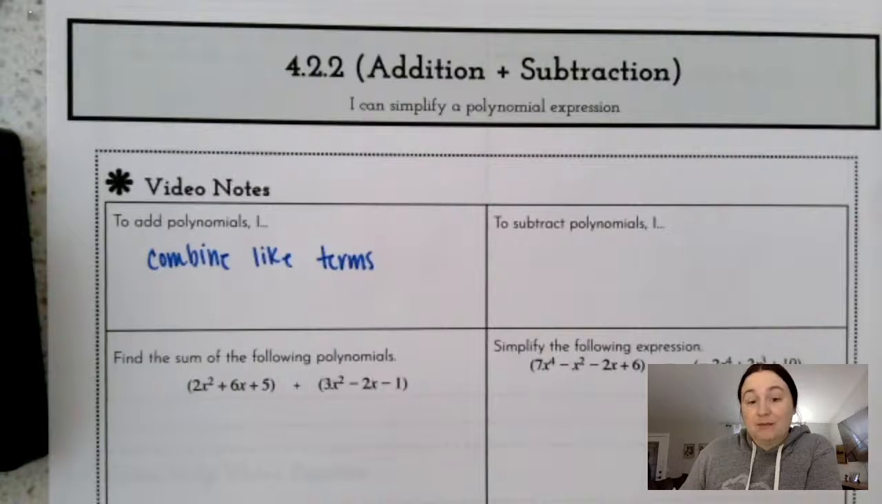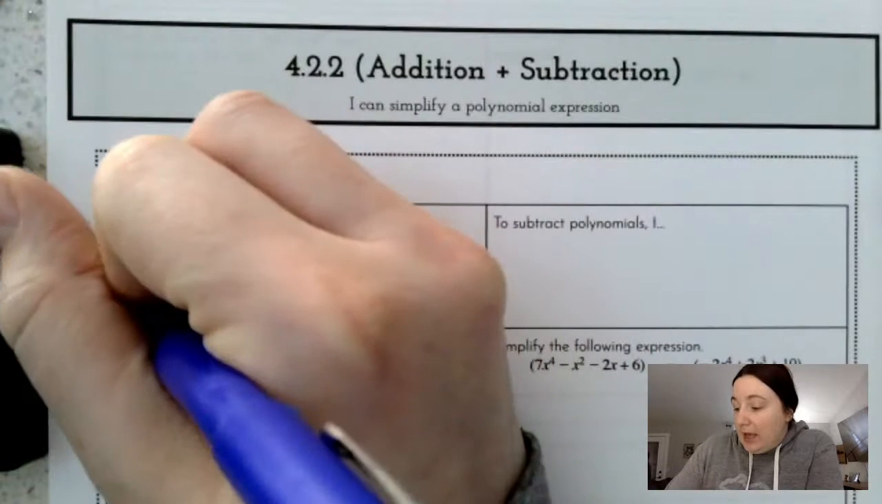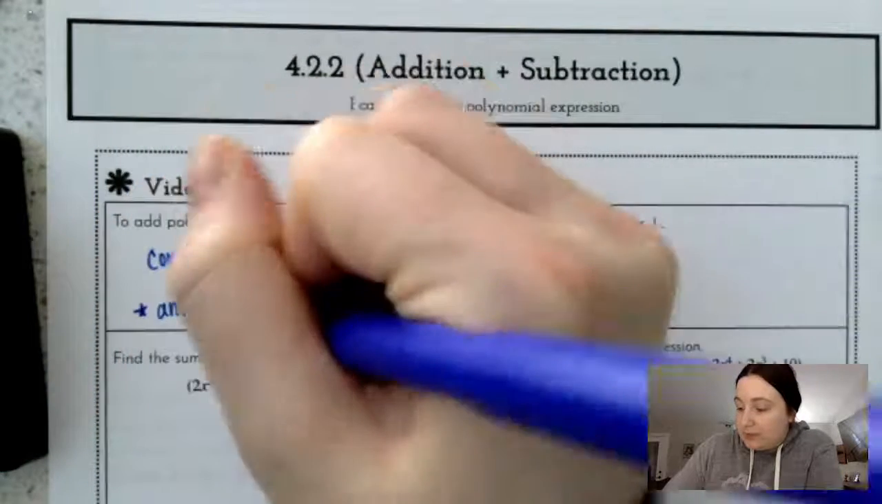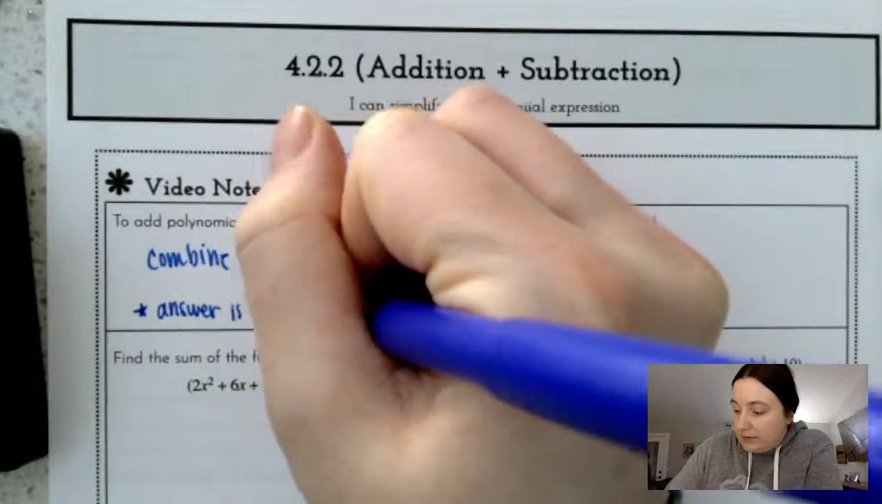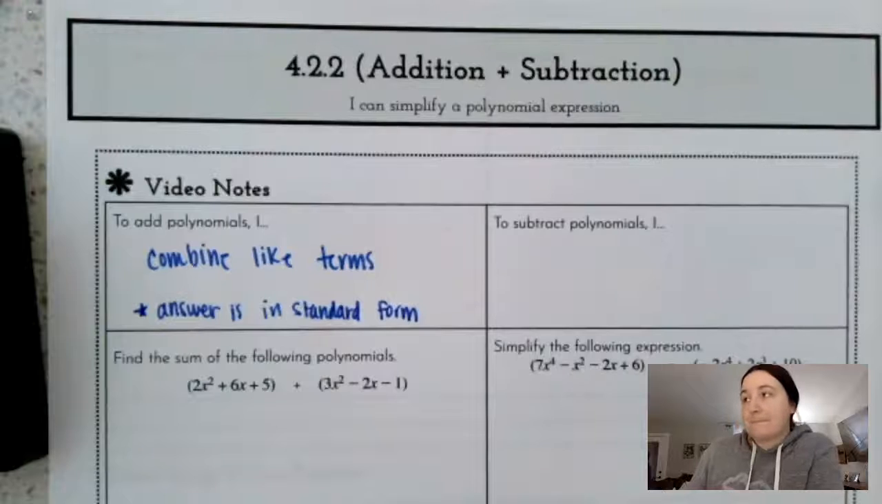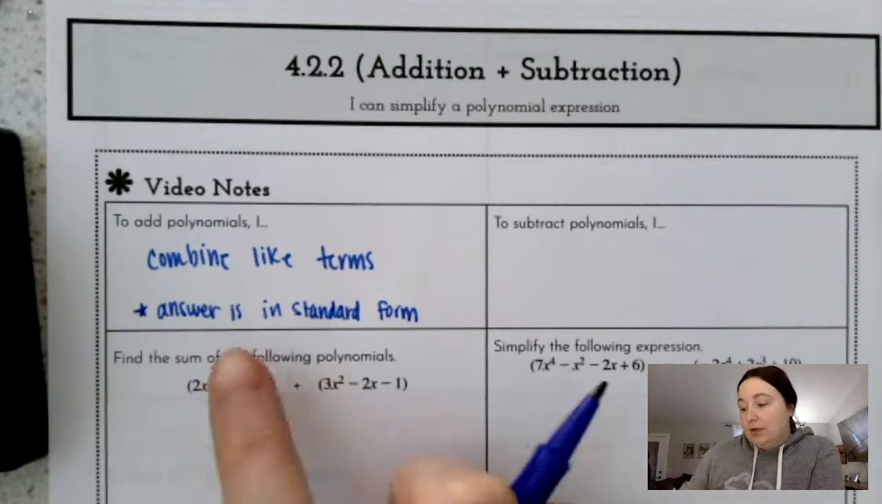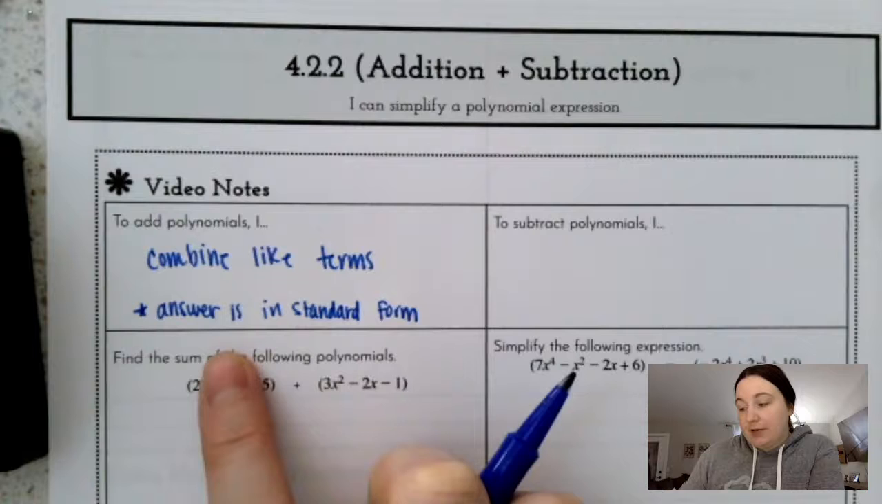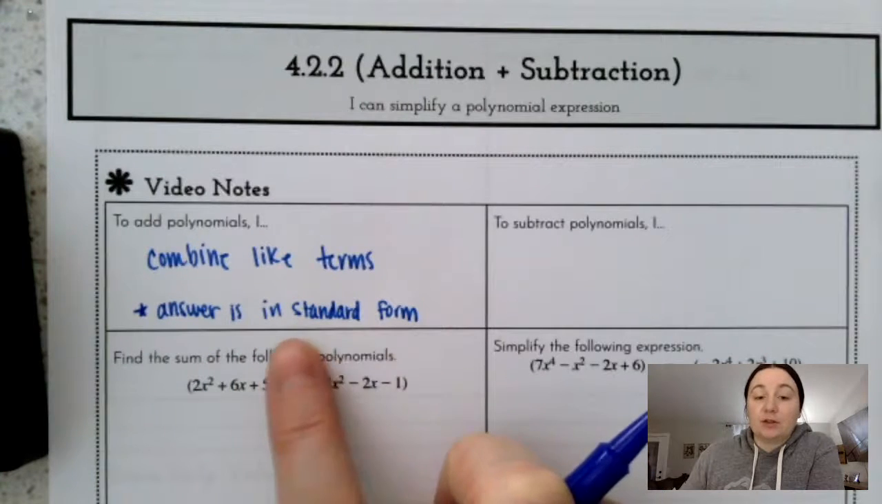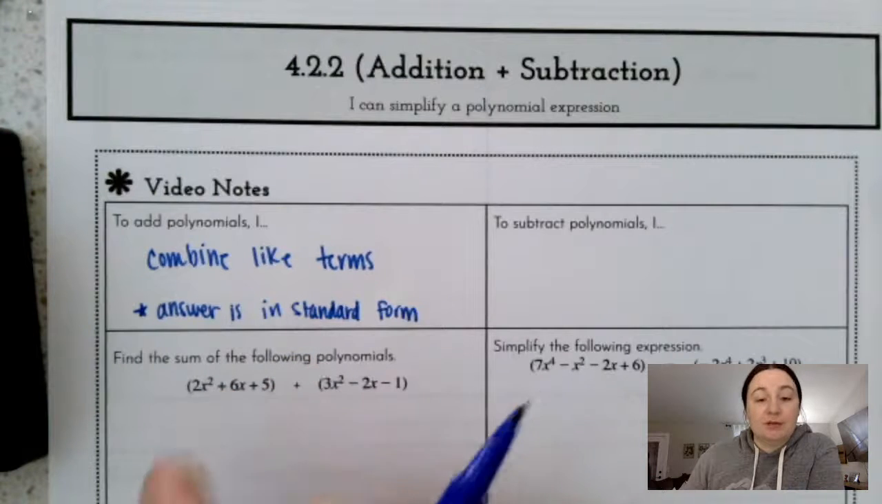You just got to be really careful with the sign. So if you're adding negative numbers, you want to be precise with those. And then we want to make sure that our answer is in standard form. So remember from our first learning target 4.2.1, standard form is in order of highest degree to lowest degree, and we want that to be true when we have our answer.